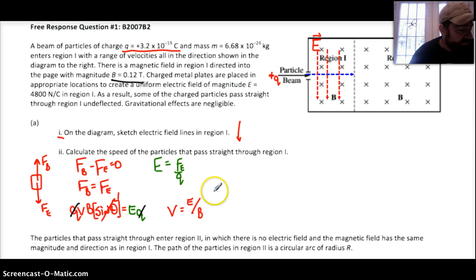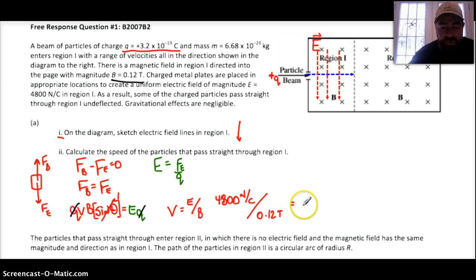And at that point, I'm ready to substitute. So I'm just going to plug these numbers in. I'm going to put in for the electric field 4,800 newtons per coulomb. And for the magnetic field, I'm going to put in 0.12 Tesla, and therefore I get a speed of 4 times 10 to the 4th meters per second.